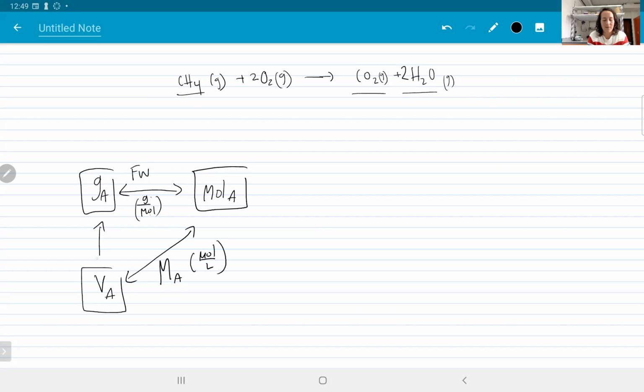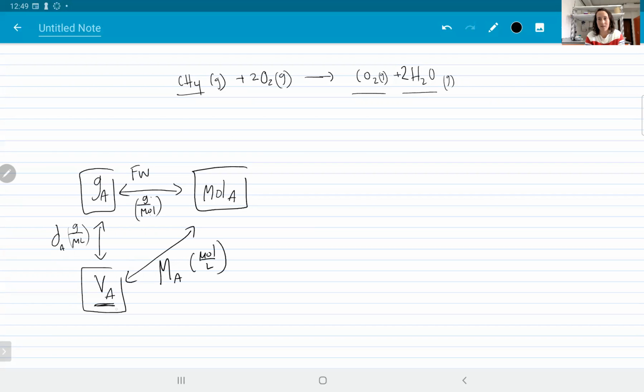Or the only other volume-type property that you would have is the density of something. So density, which is in grams per mole. Sorry, grams per milliliter. Geez Louise, grams per milliliter. Okay. So if I'm given the volume of A and I need to get to moles of A for whatever reason, I can convert, it depends.